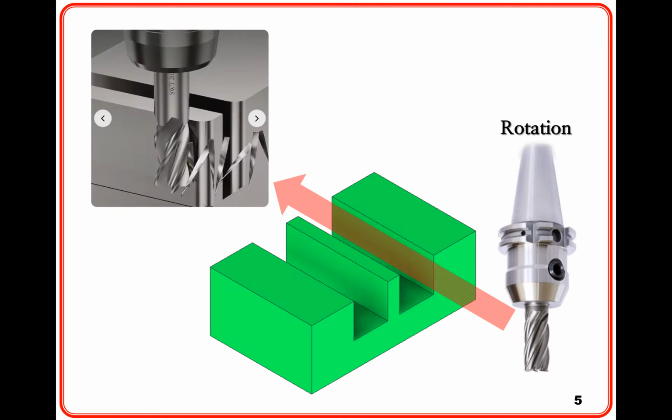This green section is the workpiece, and the end mill rotates and moves in the direction of the arrow. It cuts the workpiece and creates a rectangular groove.